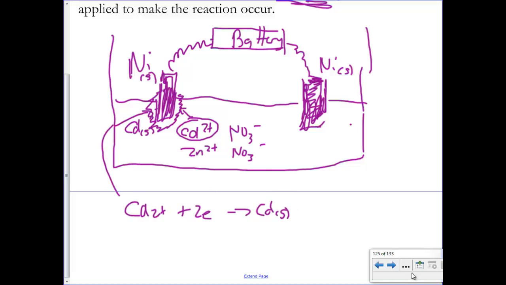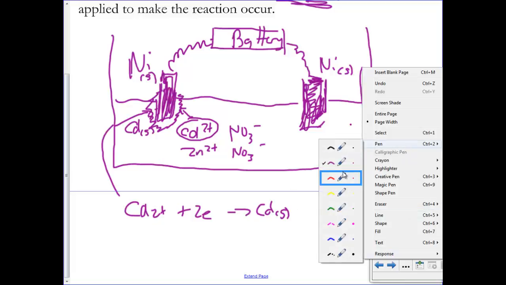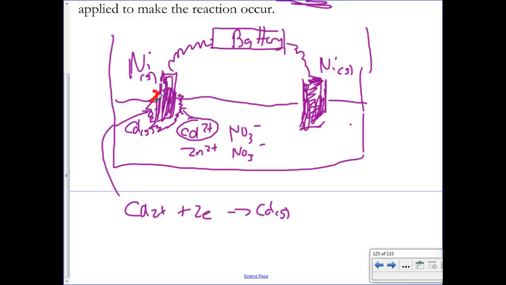And what you would see at this electrode right here is you would see a coating on the outside. Basically, you'd be cadmium plating this electrode. That makes sense? So when I talk about things like chrome plating or cadmium plating or gold plating, that's kind of what's happening here: we're making the outside of this nickel object covered in cadmium.